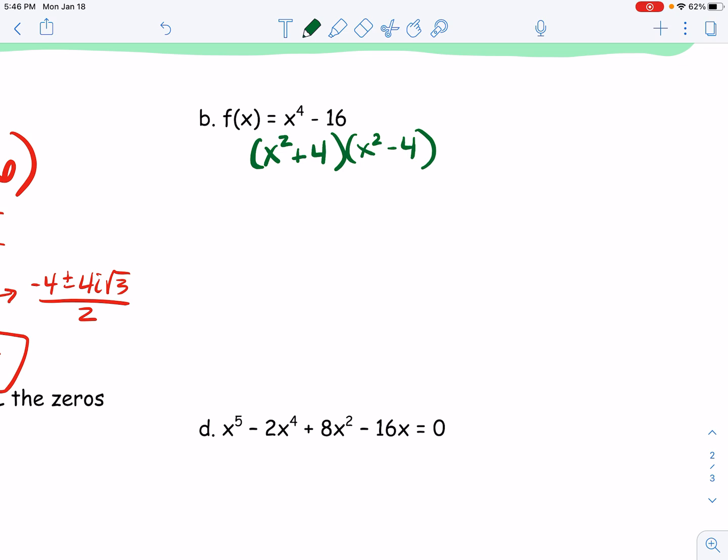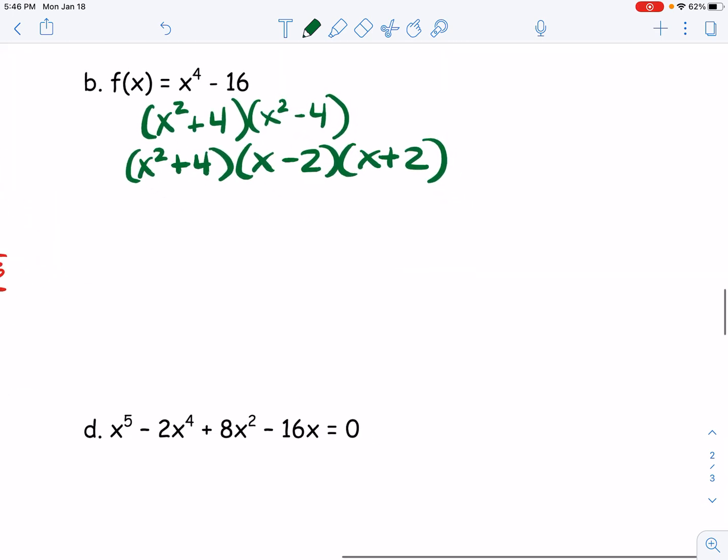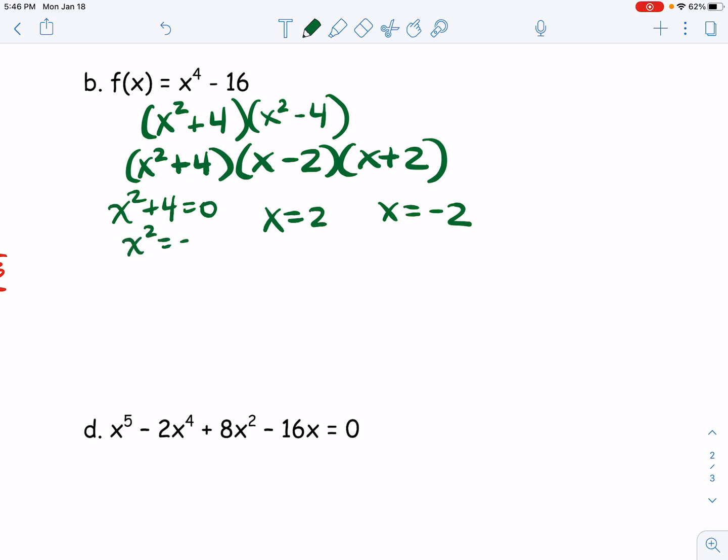And so then remember, you always want to check those factors to make sure that they won't factor any further. x squared plus 4, well, it's very close, but it's not a difference of squares. However, x squared minus 4 is a difference of squares. So now it factors into x squared plus 4, x minus 2, and x plus 2. And so that's factored completely, but I want to find all the zeros. So this is going to give me a zero of 2, negative 2, and then plus or minus 2i.